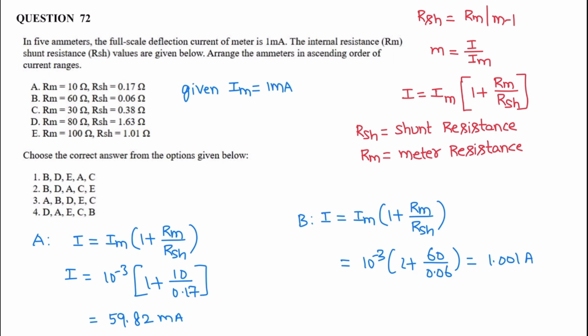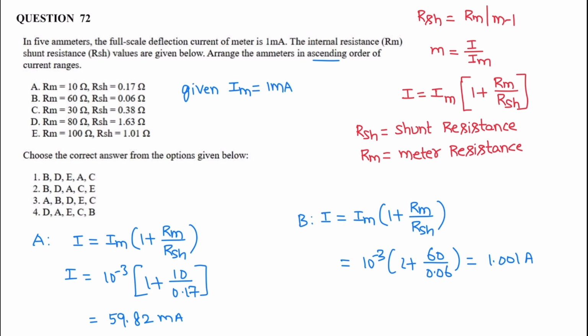Question number 72. In 5 ammeters, the full scale deflection current is 1 milliampere. Internal resistance and shunt resistance values are given below. Arrange the ammeters in ascending order of their current ranges. Current range I is equal to Im into 1 plus Rm by Rsh. So let us calculate for option A. I is equal to Im into 1 plus Rm by Rsh, 10 power minus 3 into 1 plus 10 by 0.17. Its value is 59.82 milliamperes.